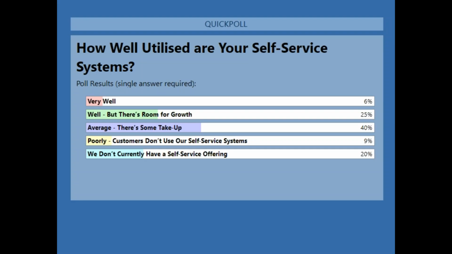Good to see indeed. We have 40% average being the most common answer there. We have 25% saying well, but there's still room for growth. We have 20% saying we don't currently have a self-service offering at all. 9% saying poorly, customers don't use self-service, and 6% saying very well. But then I guess if everybody had very well, there wouldn't be need for this webinar. But it's very consistent scores with the first poll. That's interesting. Excellent stuff.